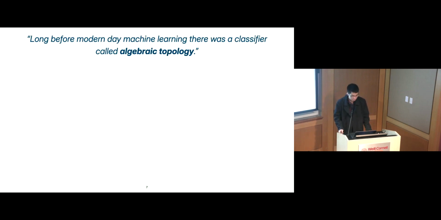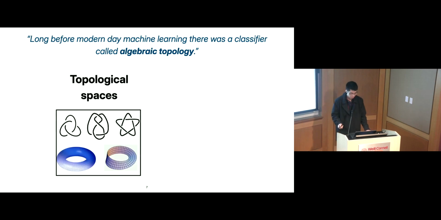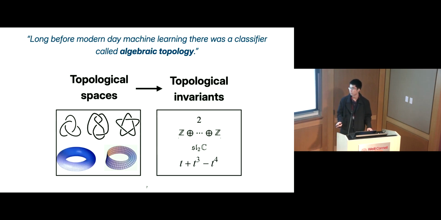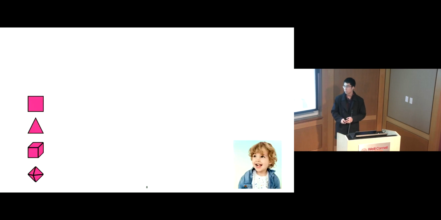Long before modern day machine learning, there was a classifier called algebraic topology, in which we take topological spaces and compute things like topological invariants. These are things like numbers, groups, rings, and polynomials. So we're effectively reducing these spaces, under a certain constraint, to these simpler representations. You might not know this, but you have done something similar to this while you were a lot younger, probably.